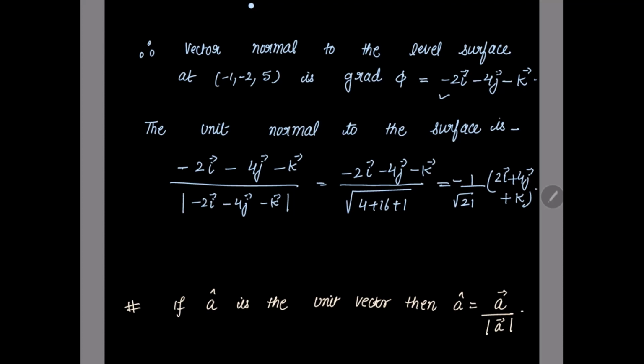Whenever you have to find the unit normal, just first calculate your vector normal to the level surface, and then to find the unit normal, you just have to divide your vector with its magnitude, just keeping in mind the formula for finding the unit vector.